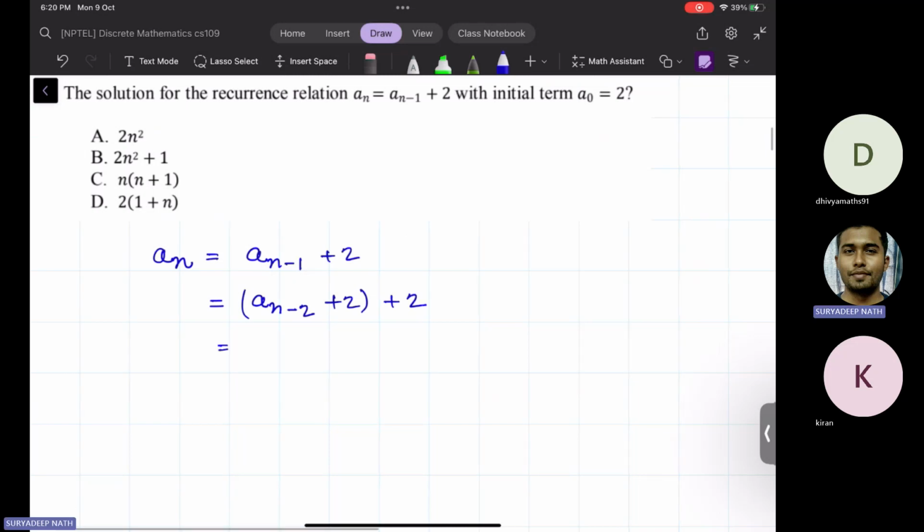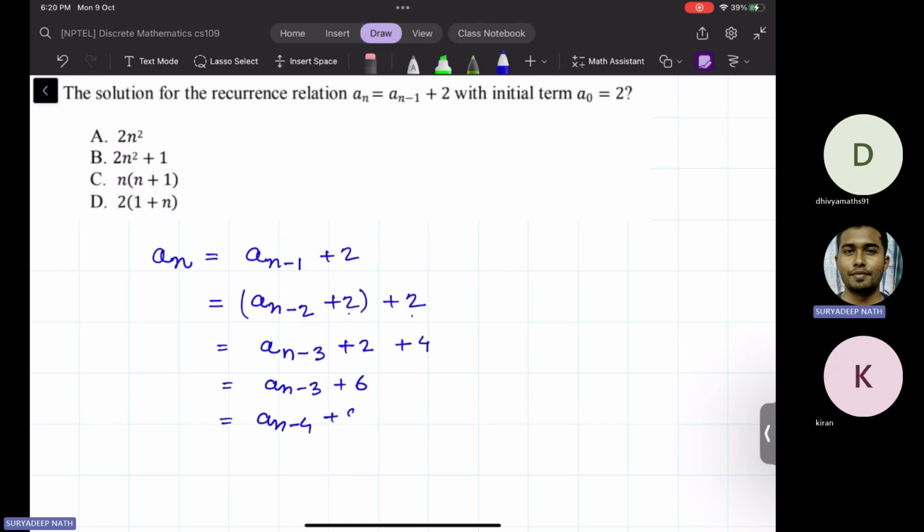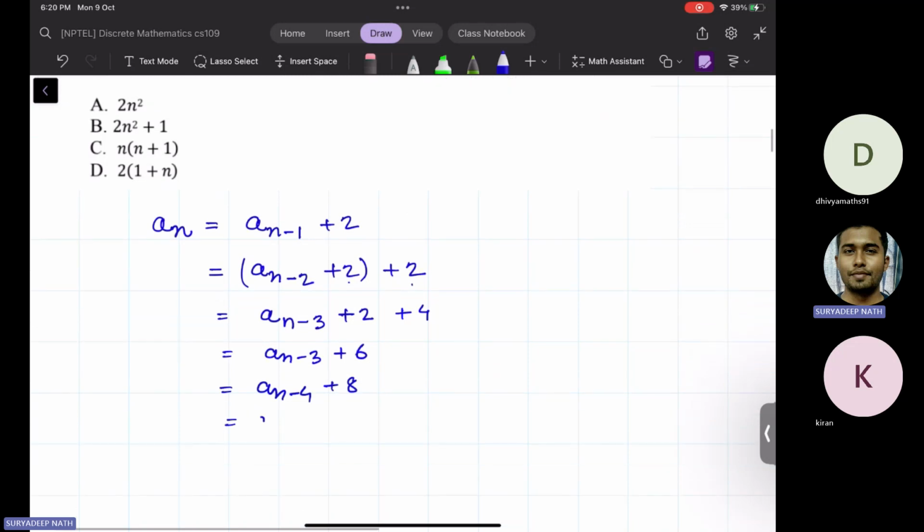So again we can write a_(n-3) + 2, plus, if we add this together, it is 4. So it is basically a_(n-3) + 6. If we write a_(n-4), it would be 8. So in general, it is a_(n-k) + 2k.